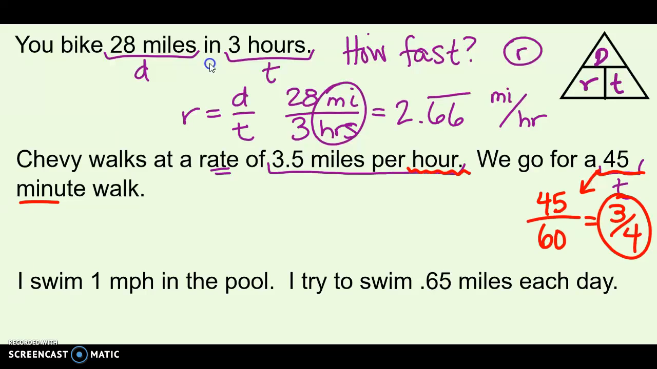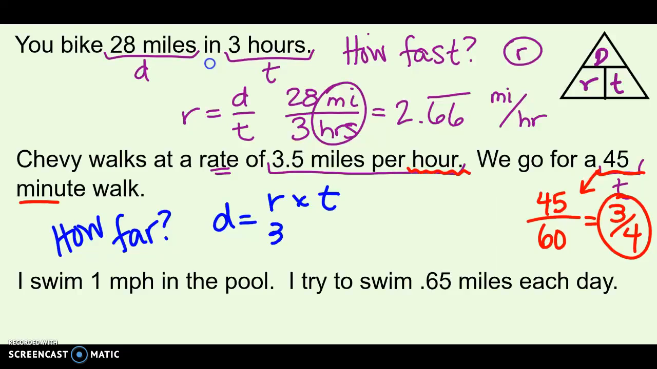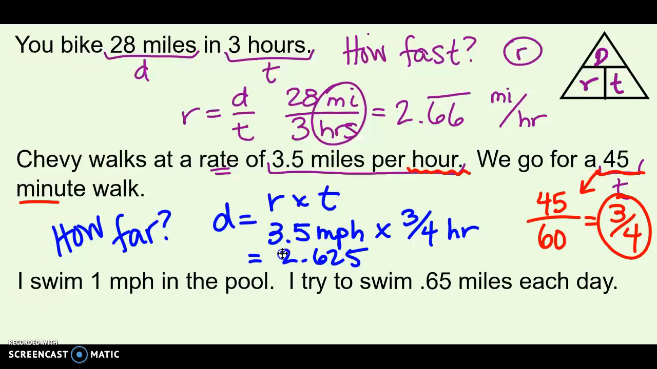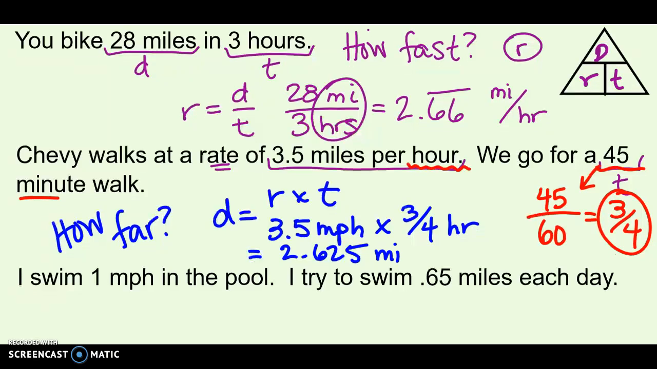Okay, so if I have rate and I have time, I must be looking for the distance. How far did we go? And distance is equal to rate times time. My rate is 3.5 miles per hour. Make sure you write the label with it. My time is 3/4 of an hour. And when I actually multiply those, I get that, and I would label it for how far. Miles, that's how far I went.